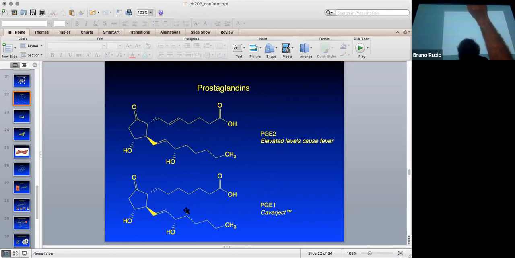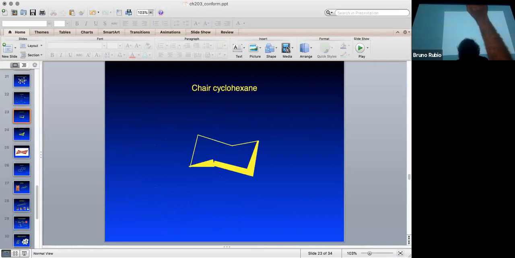Caverject is PGE1. This is an early erectile dysfunction medication. When this Caverject is injected into, I'm going to use some adult language here, I hope you can handle it, the base of a flaccid penis, it produces an erection lasting for 8 hours. So this is another example of a molecule that has that 5-membered ring.